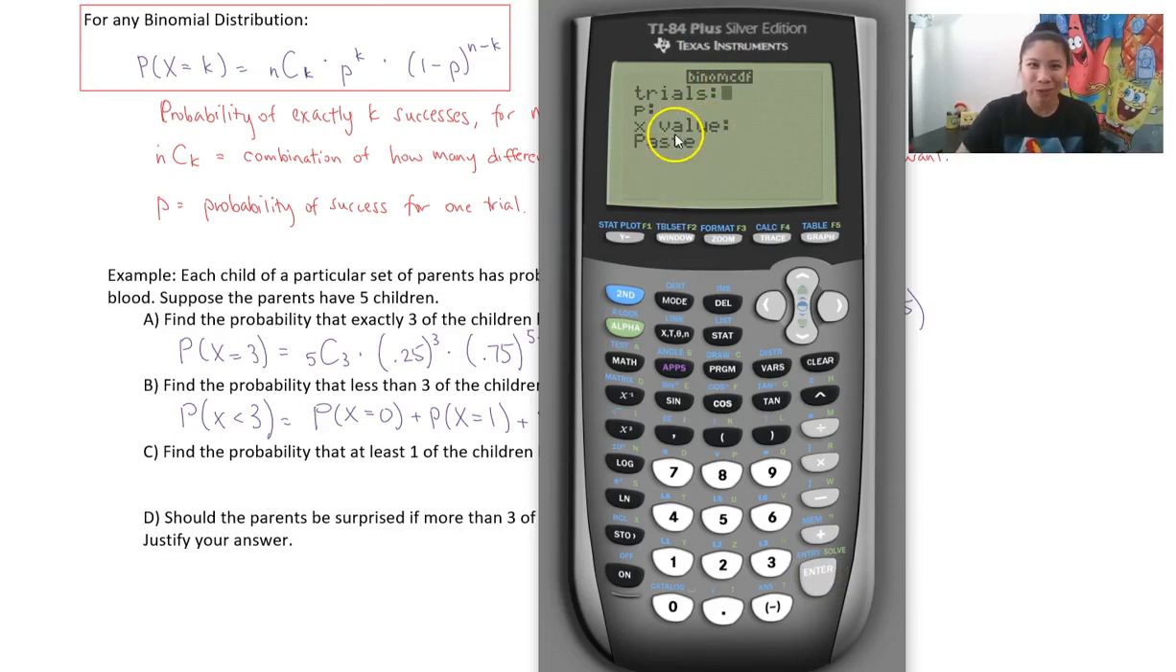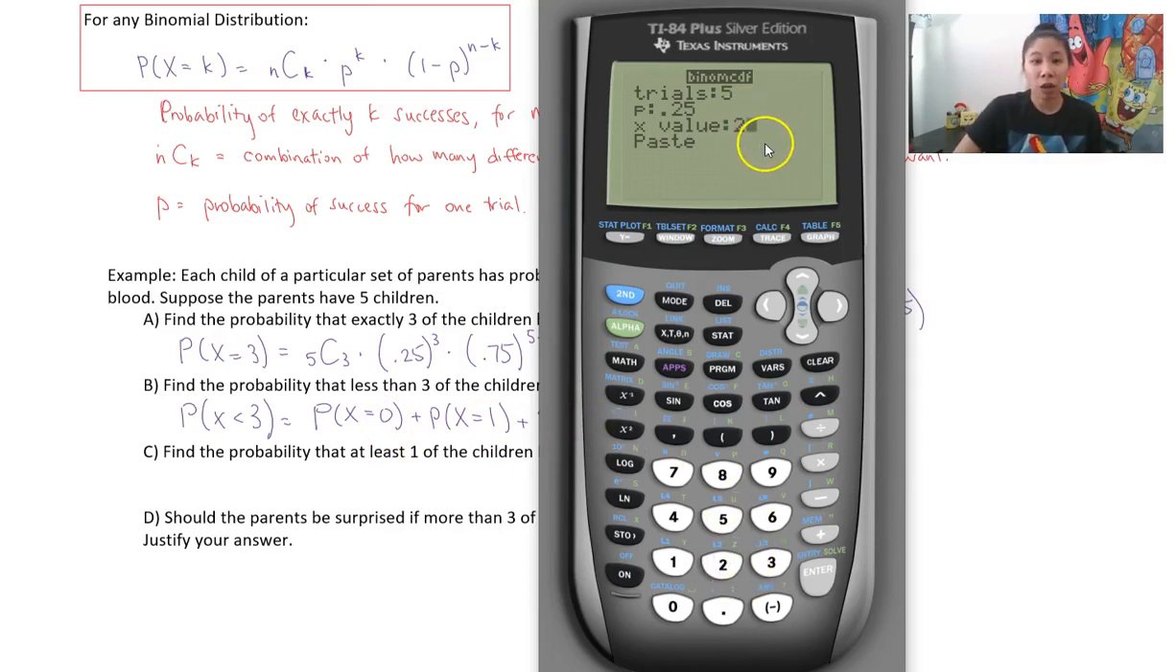So you have to be careful which one you're actually using. We still have 5 trials. Our probability of success is still 0.25. Our X value here, whatever we type in, is the number the calculator is going to add up to. So I wanted to add up 0, 1, and 2, so I'm going to type in 2.